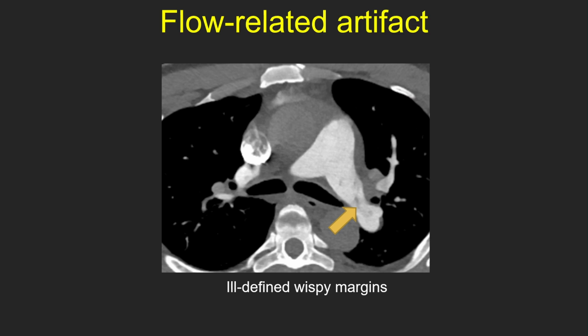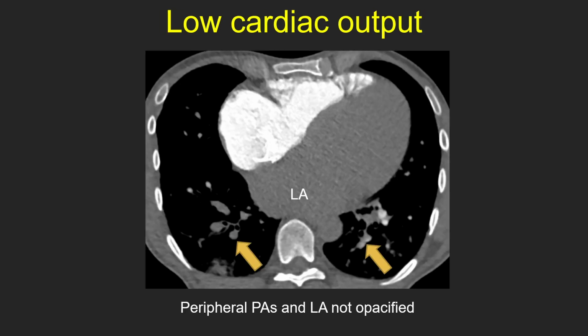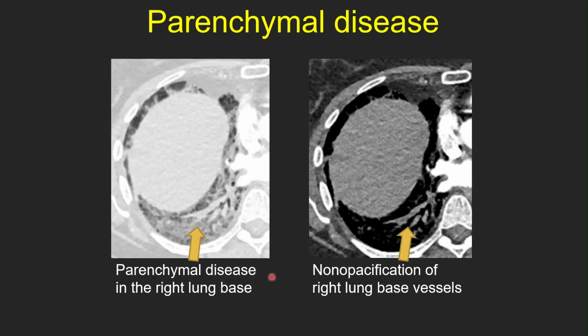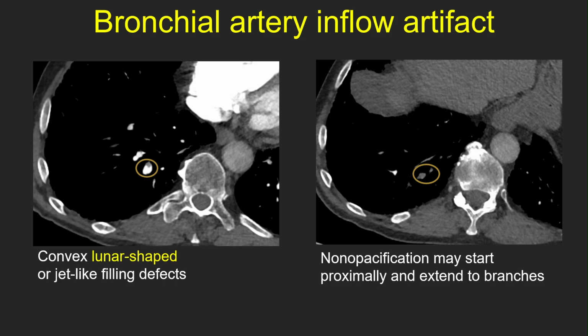A flow-related artifact is wispy with ill-defined margins. If you zoom into the filling defect and place an ROI well within it, the density will be high, which is typical of artifact, not acute PE. With low cardiac output, global slow blood flow results in little or no contrast in the peripheral pulmonary arteries and veins. A clue is when the left atrium is not well opacified. Parenchymal disease results in focal slow blood flow. Here there is non-opacification of pulmonary arteries in the involved region.